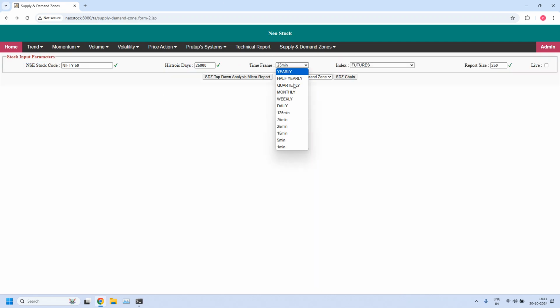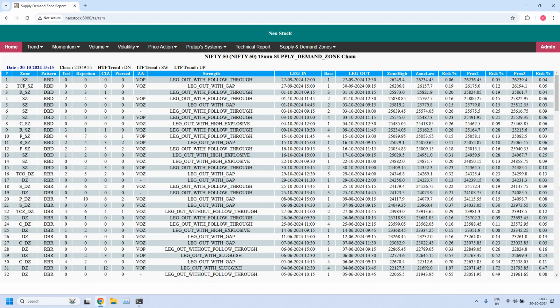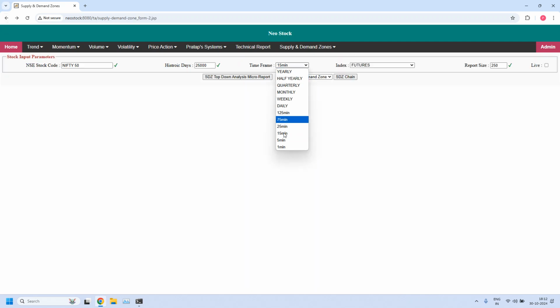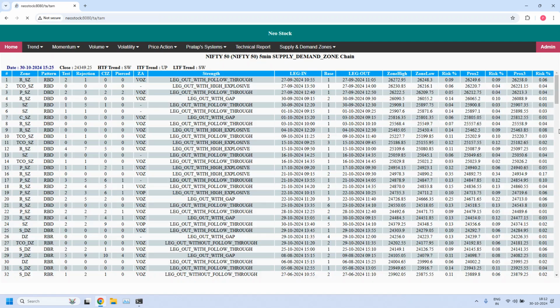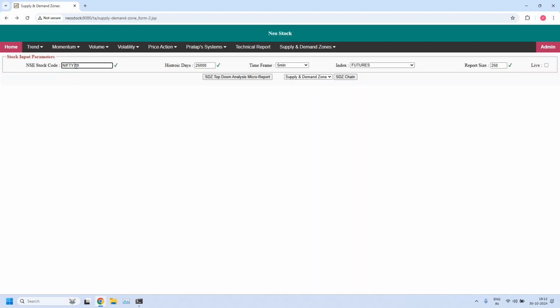Next time frame is 15 minutes, generating 15 minutes supply demand zone chain for Nifty. Next time frame is 5 minutes, generating 5 minutes supply demand zone chain for Nifty. So this is about Nifty supply demand zone chain. Next, let's start with Bank Nifty. That is nothing but Nifty Bank.